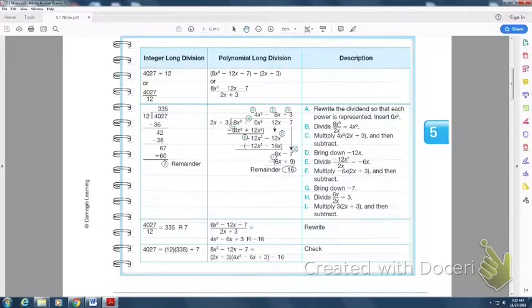So, looking at polynomial long division. Before you do that, look up here. If you remember a lot of the stuff that we just went through, you might have a binomial and a trinomial, and you've got to multiply those together.